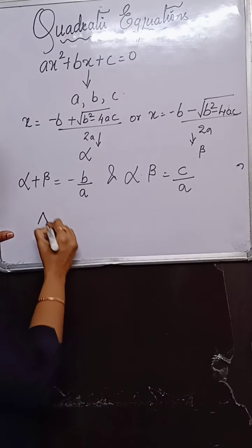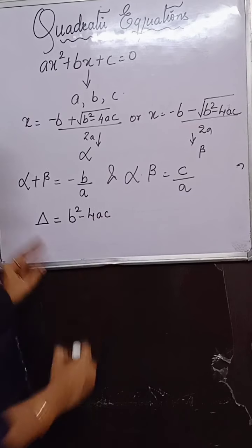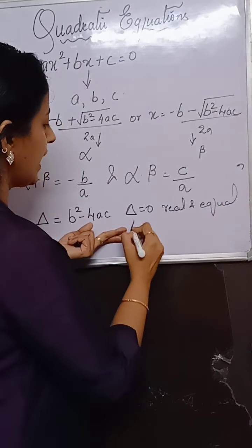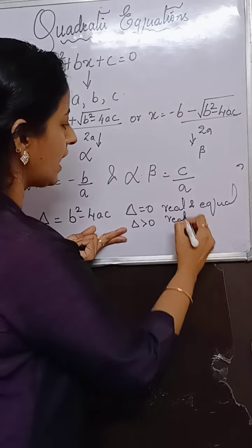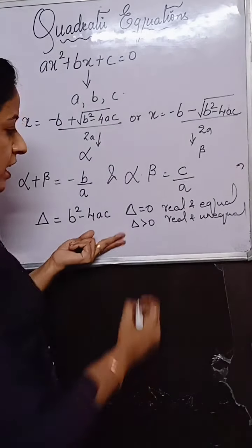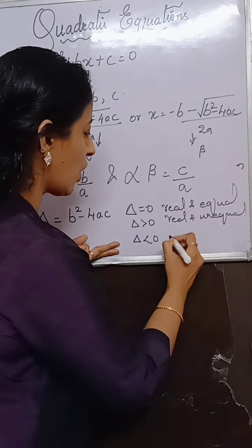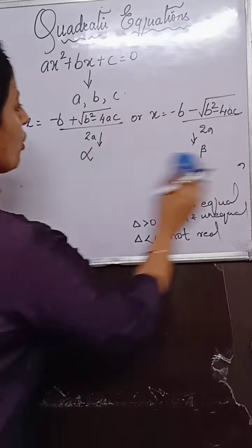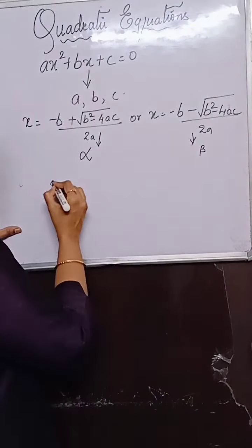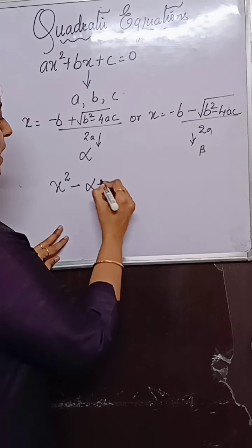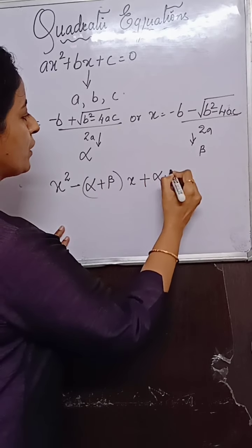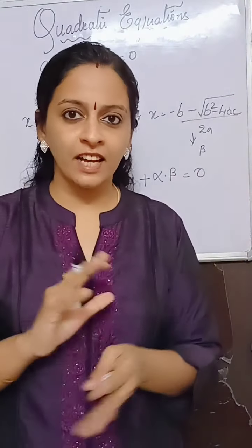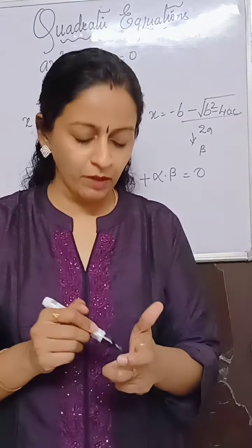Then we learned about the discriminant, or delta. Delta is nothing but b square minus 4ac. If delta is equal to 0, roots are real and equal. If delta is greater than 0, roots are real and unequal. If delta is less than 0, roots are not real. That is the complete summary. And last, what did we learn? If you know alpha and beta's values, you can get the equation using the formula x square minus alpha plus beta into x plus alpha into beta is equal to 0. Remember all these things we discussed, make a note of it, and in the next class we will start with practice set 2.5.